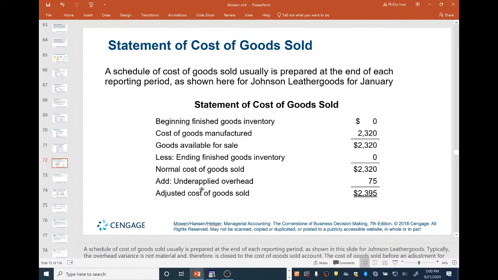And now we want to add the under applied overhead of $75. Remember, because that's that variance, we need to bring our cost of goods sold up because the variance was under applied, right? So we under cost our goods throughout the year. So we need to add the under applied overhead back to get the adjusted cost of goods sold of $2,395. Everyone get that?